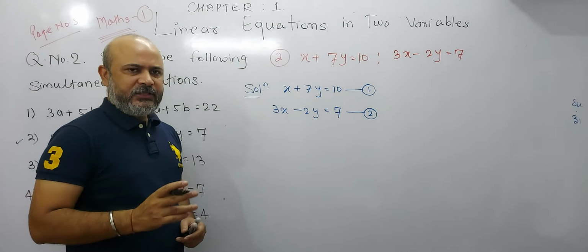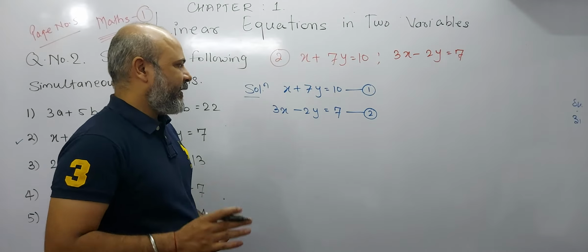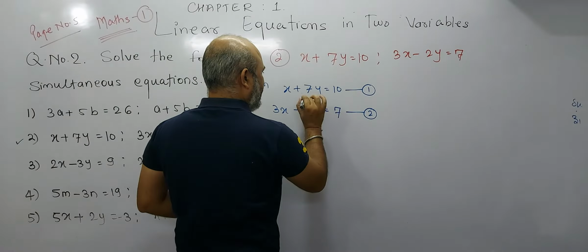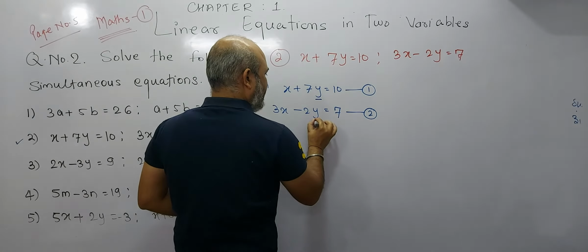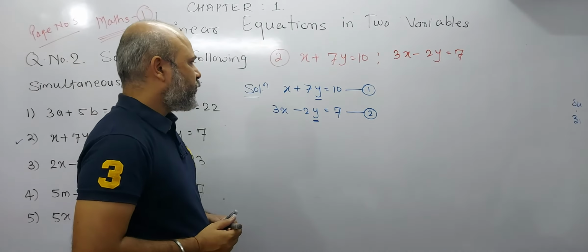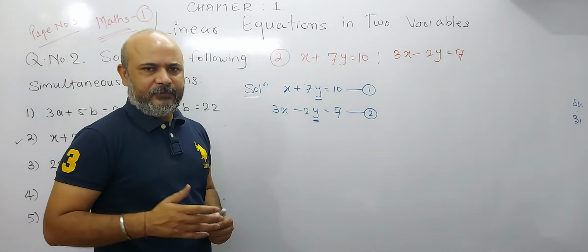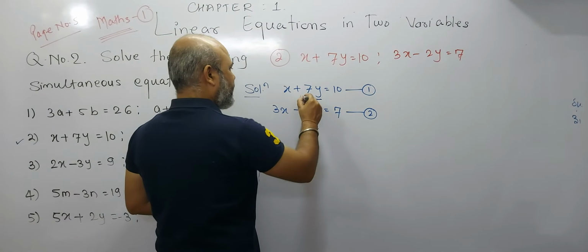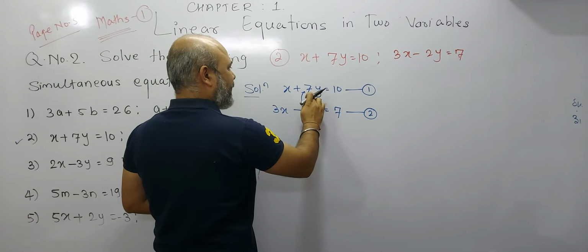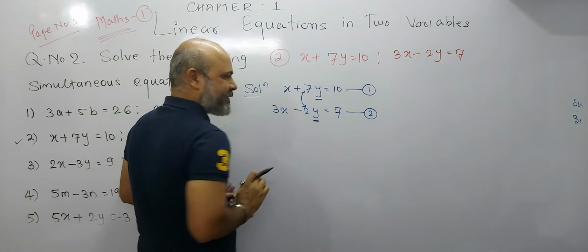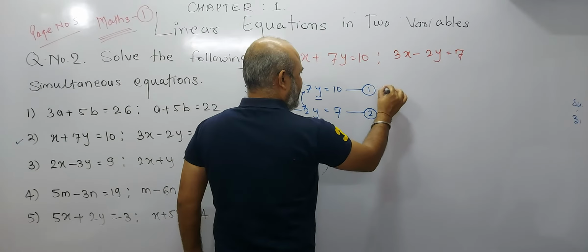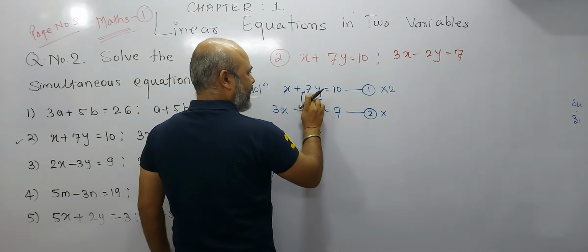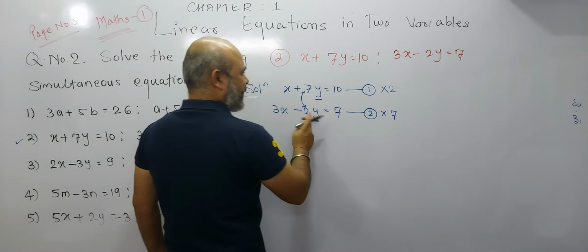Now first step, which variable do you want to eliminate? So if you want to eliminate variable y from equation 1 and 2, you have to make their coefficient equal. So how will you make their coefficient equal, student? Now just multiply 7 by 2 and 2 by 7. Means multiply equation 1 by 2 and multiply equation 2 by 7. So their coefficient becomes equal.